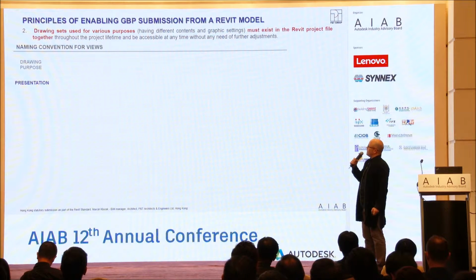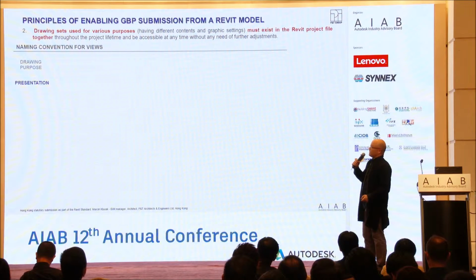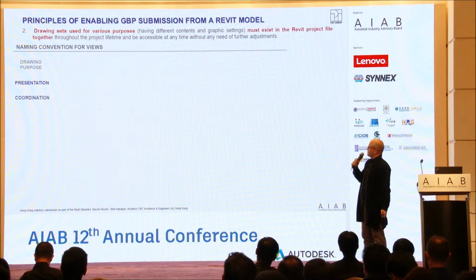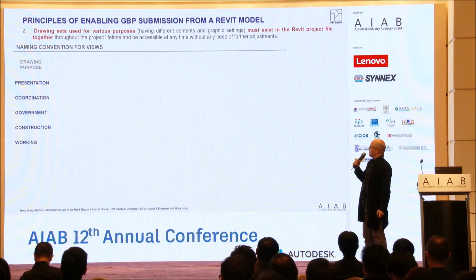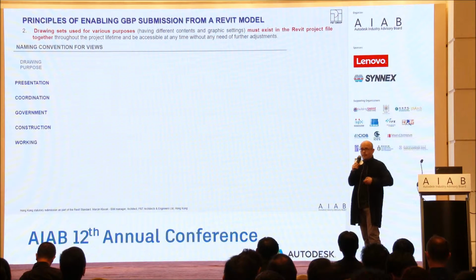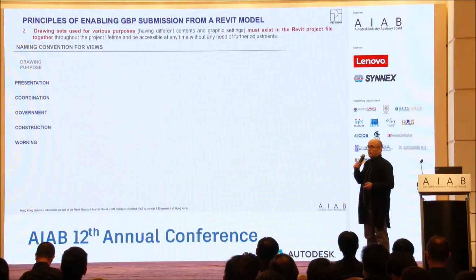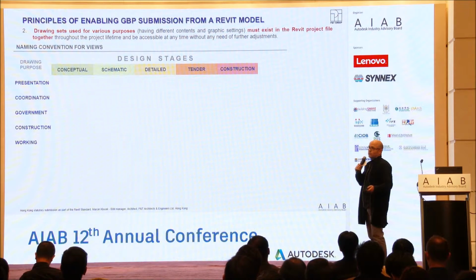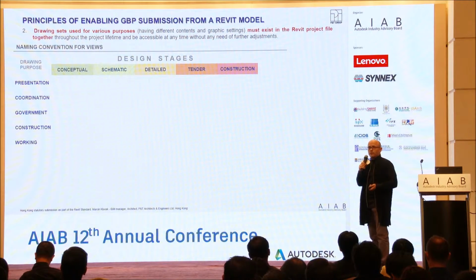So the basic criterion for the naming standard is the drawing purpose. We've identified basically 5 reasons why you may produce drawings. It's presentation, coordination, government submission, construction, and working. Working is your everyday working plan, drawing, and environment. Now, they are not necessarily all there all the time during the design process.